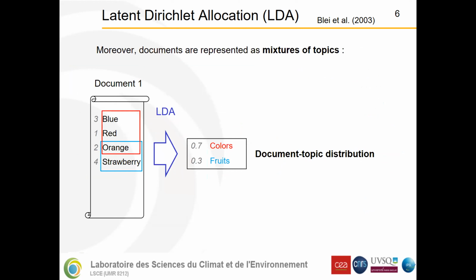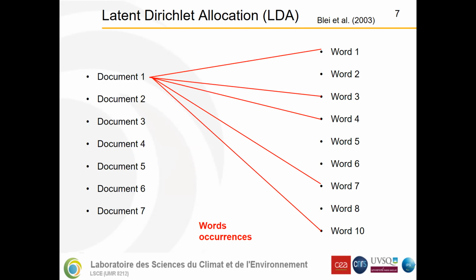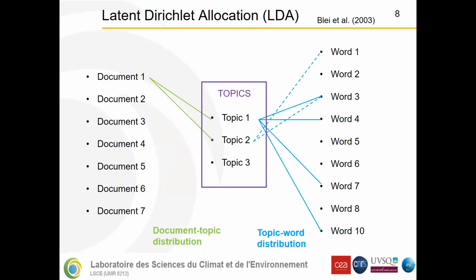Basically, there are mixtures of topics, as I was saying. Then we can get the document-topic distribution. In document 1, we have colors, but also fruit. And we also have the weights of each topic, which is nice because this will be very useful for climate. And again, to make it even clearer, if document 1 is words 1, 3, 4, 7, 10, we have the word occurrences.